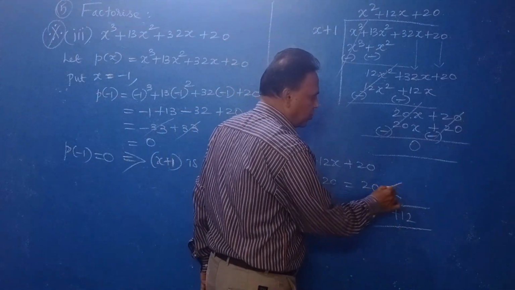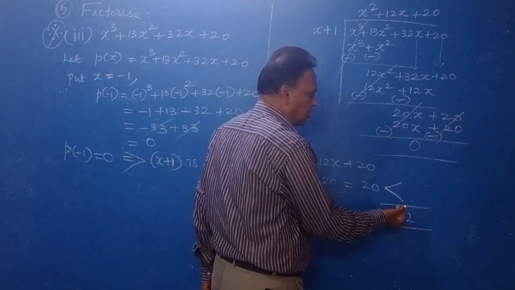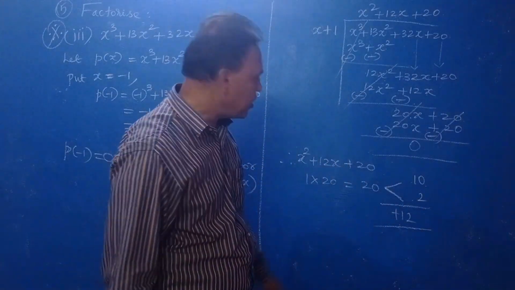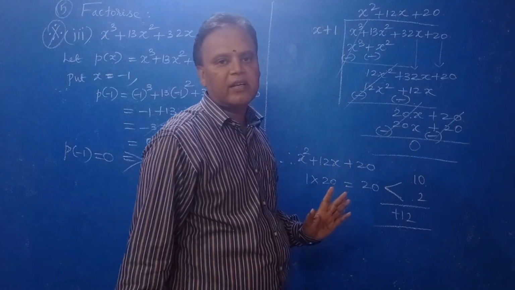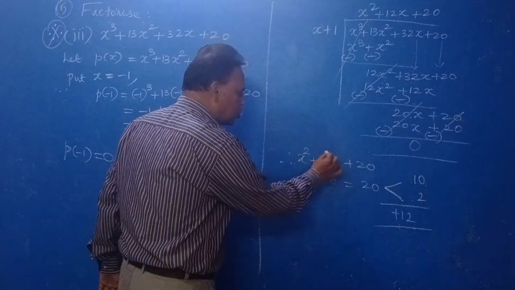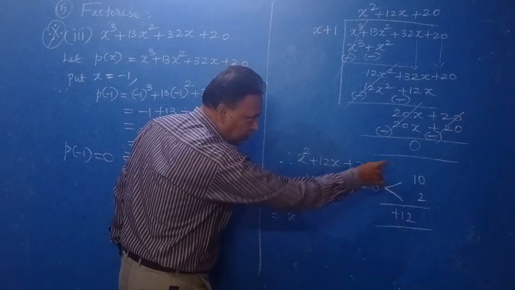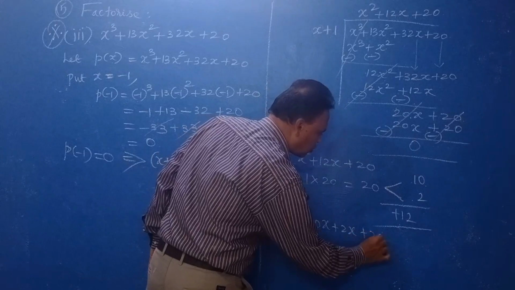So, resolved into two factors here. Okay, this one is split into two factors. What are the two factors? 10 and 2 is the suitable pair. When you add 10 plus 2, 12, and when you multiply you get 20. Clear? Therefore, this 12x you can split using those factors: x squared plus 10x plus 2x plus 20.